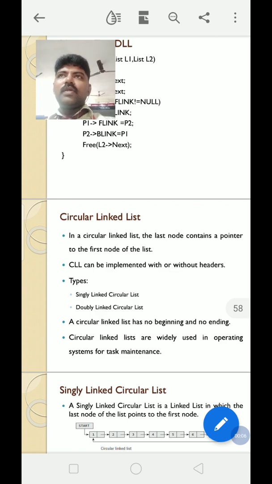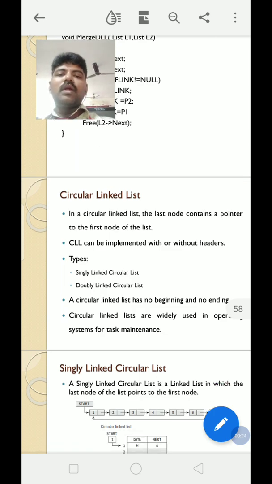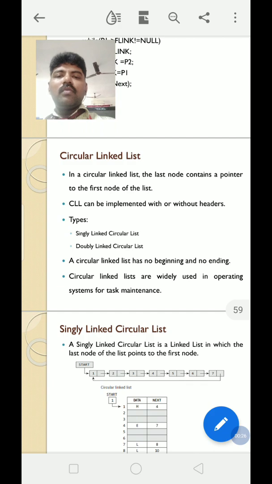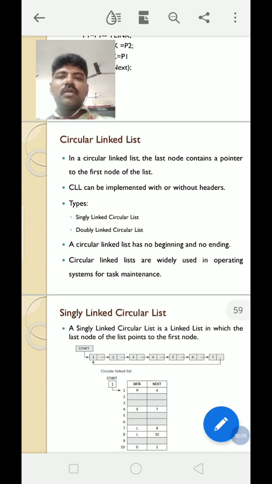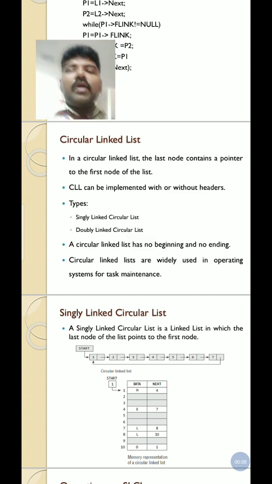Yesterday in class we discussed the doubly linked list. We discussed the definition of a doubly linked list, and we also discussed the various operations we can perform on a doubly linked list with a suitable example and the associated algorithm. Today we are going to discuss another data structure called the circular linked list, which is another type of linked list.